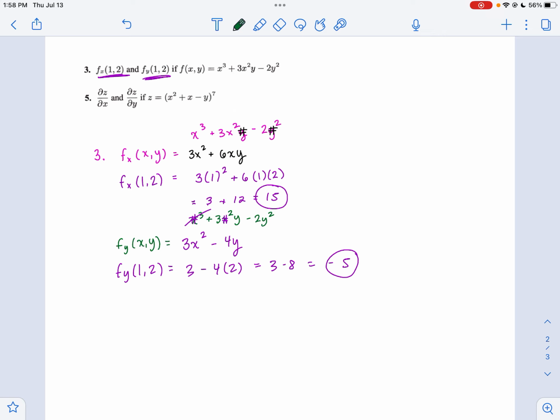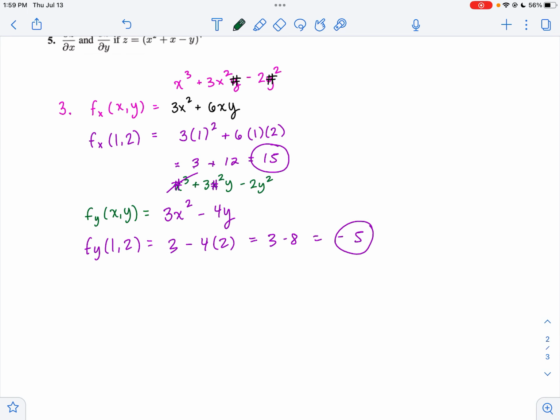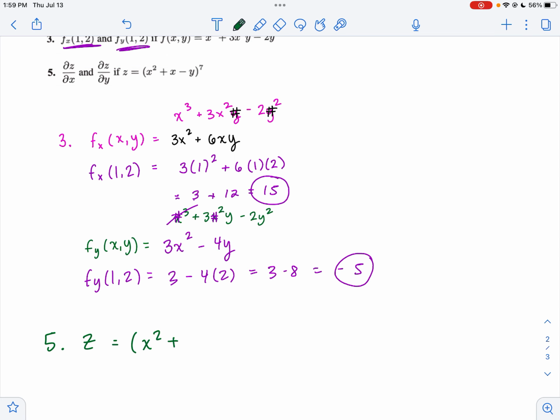So for our second piece, number 5, very similarly, we're going to find the partial derivative, partial z over partial x, and then partial z with respect to partial y. In this case, we're really going to take the derivative generally speaking. I'm going to write down z first, just to have this look a little bit clearer for us. It's (x squared plus x minus y) to the 7th power.